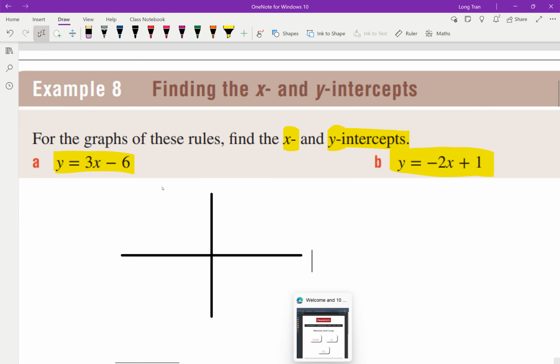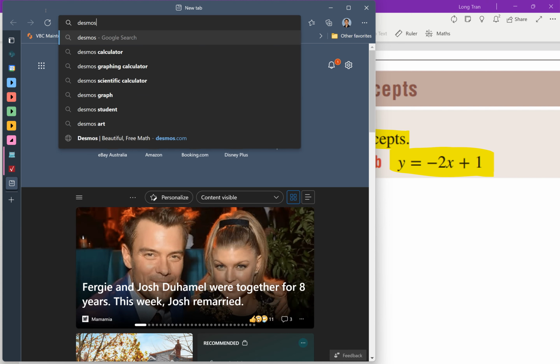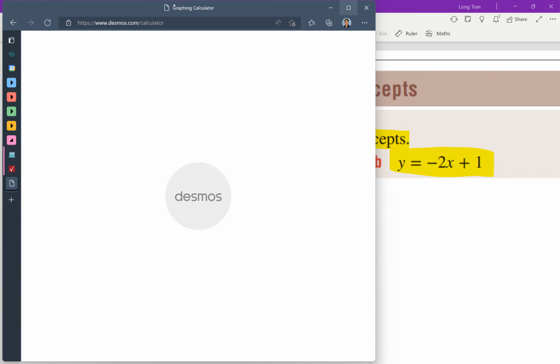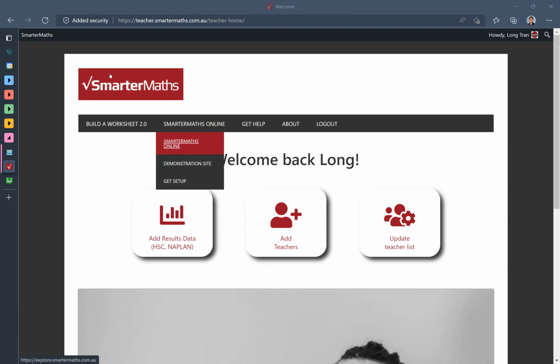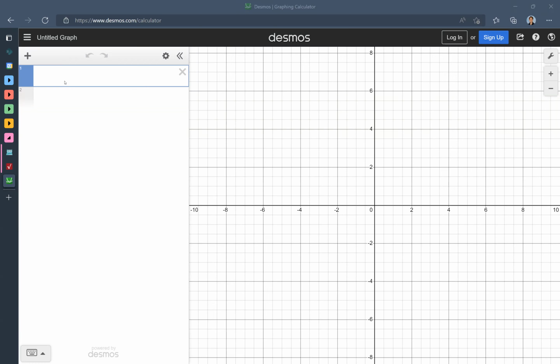If I just open up my Desmos, you can do the same. You can go to Google and type in Desmos, and the first link with the graphing calculator is what you can use. So you can actually visualize what it might look like. In our case here, we've got 3x minus 6. If I type in y equals 3 times x minus 6, you don't have to put in the times yet. You can just type 3x minus 6 and it will understand.